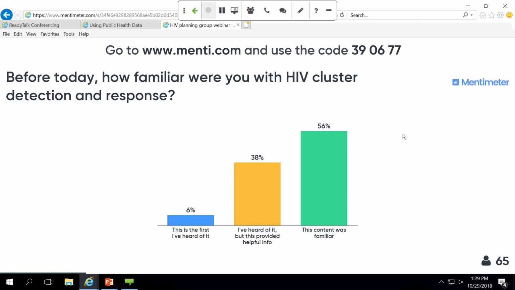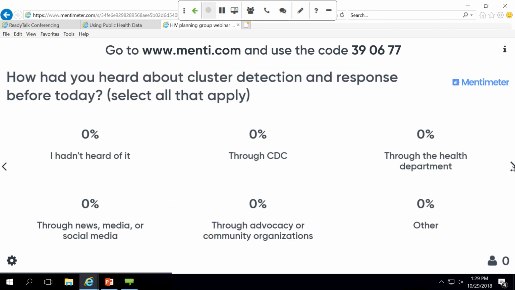So it looks like a lot of you are saying this content was familiar. Many of you are saying that you had heard of this, but this provided helpful information. And some of you are saying this is the first time you'd heard of this. So that's a good cross-section. Give you another 10 seconds or so to keep answering this question, and then we'll flip over to the next one. And just so you know, if you're in the middle of answering the question, when I switch, it'll still allow you to stay on that screen and record your answer and then move on to the slide that I'm on. Okay, so now we're going to move on to the next one.